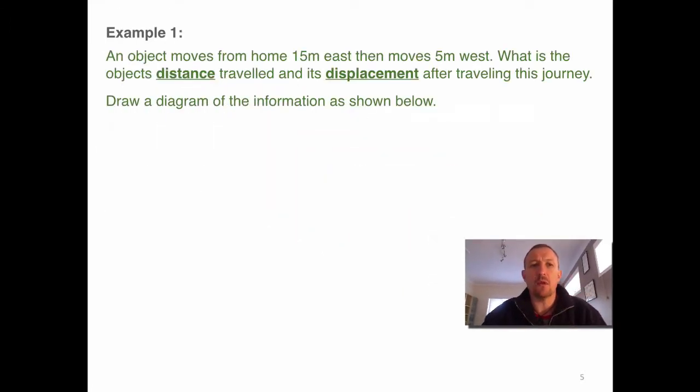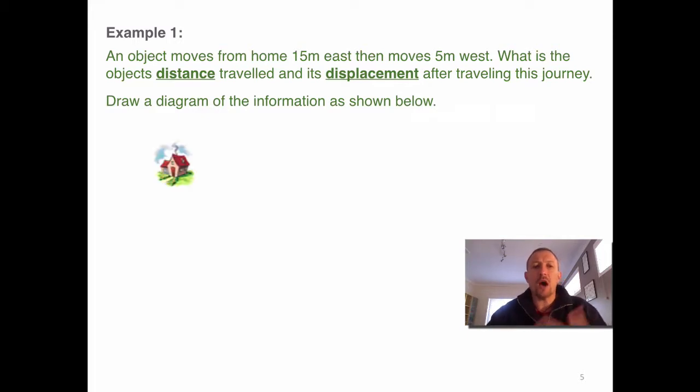So here's example 1. We basically state that an object moves from home 15 meters east and then moves 5 meters west. And we want to work out what is the object's distance traveled, how far did it go in its whole journey, and its displacement after traveling this journey. Now we're going to draw a diagram in order to help us.